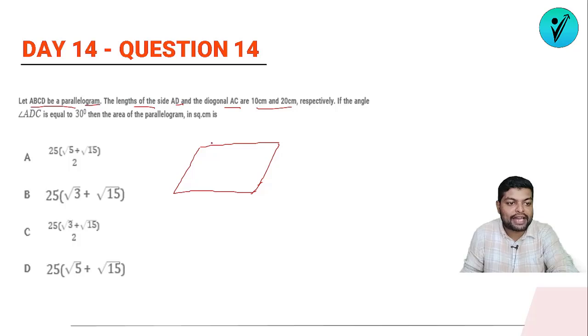So suppose this is a parallelogram. This is A, B, C, and this is D. Now they have said that the length of side AD is 10, and the length of diagonal AC is 20. And the angle ADC is 30 degrees, then the area of the parallelogram is. So we basically have to get the area of the parallelogram.